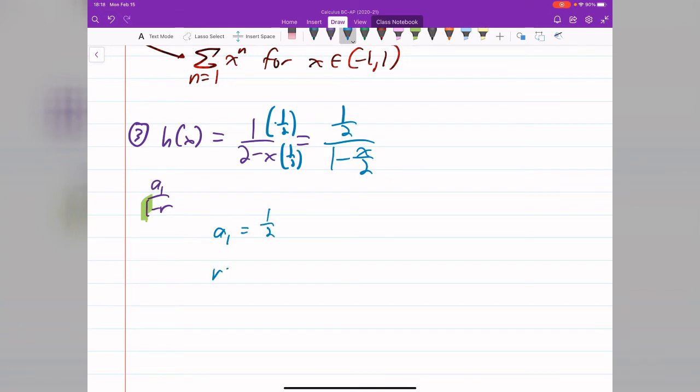But now, with a sub 1 equals 1 over 2, I get an r value of x over 2. You can kind of play the matching game that this goes to that, and this goes to that.